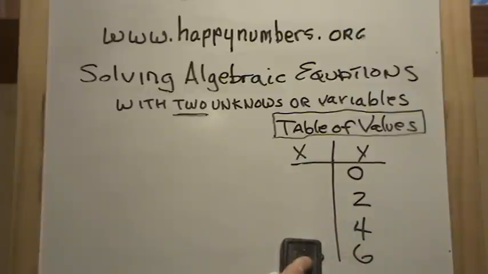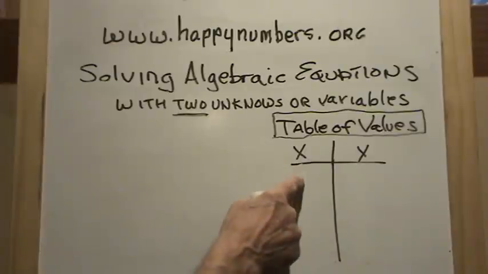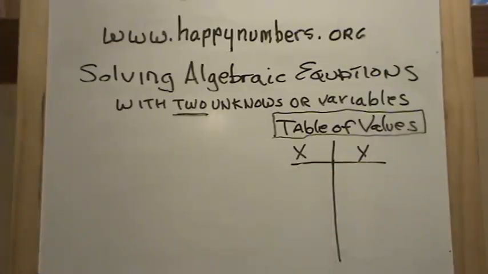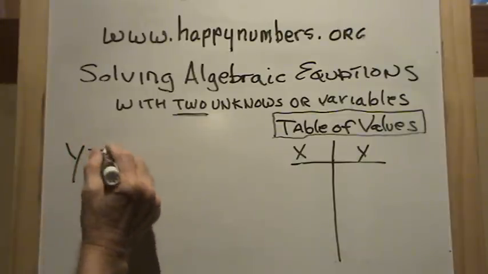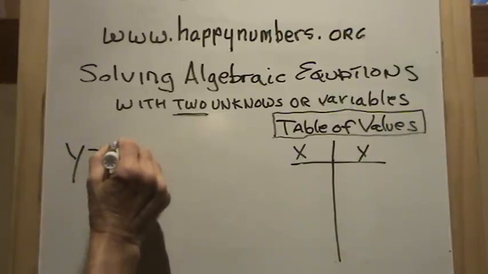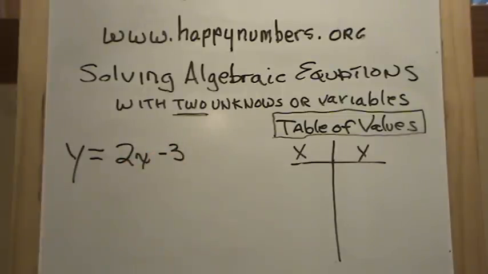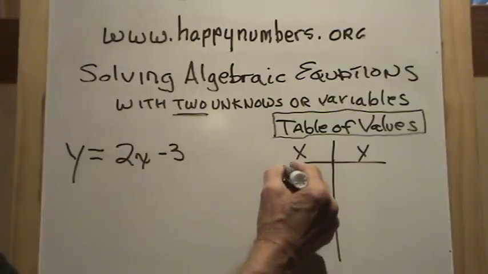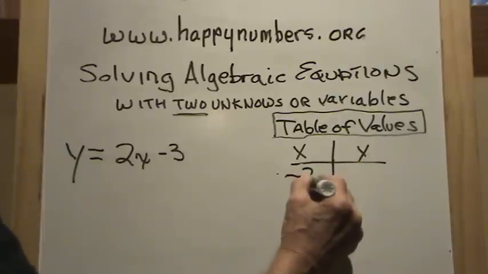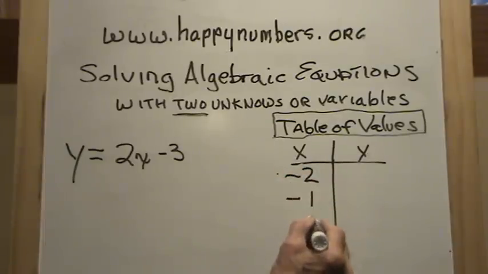We set up a table of contingencies, an if-then table. We say if x equals this, and then we figure out what y is equal to. Let's take a look at this one. Y is equal to 2 times x minus 3. Well, good. Let's pick some values for x. We'll say x can be negative 2, x can be negative 1, x can be 0, and let's say x can be positive 1.